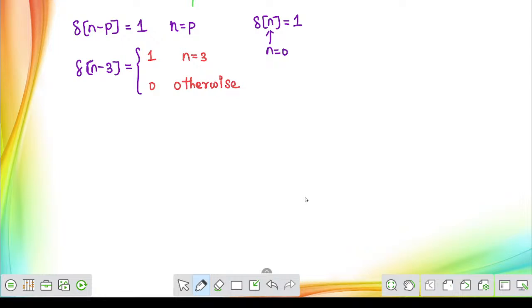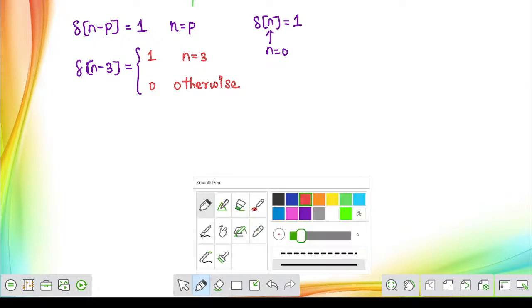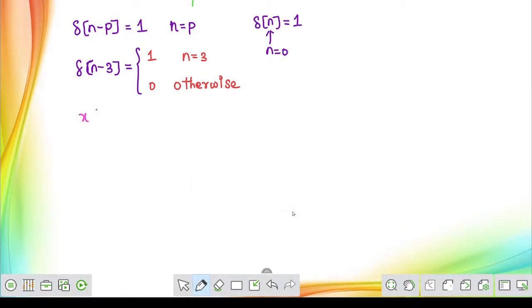Just recollect once. Now let us see some of the most important properties of the impulse function. Of course, they are very important too. I will tell you now. For example, let us assume I have some random signal x of n. This random signal has been multiplied by del of n. Then, how will you write down the resultant expression for this function?